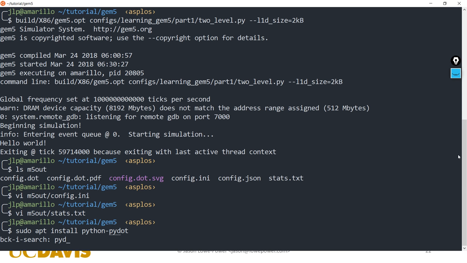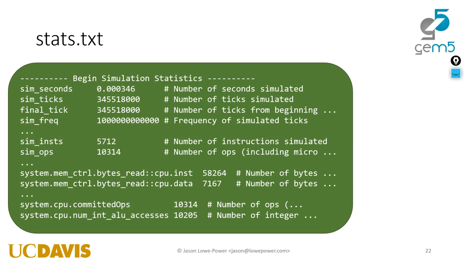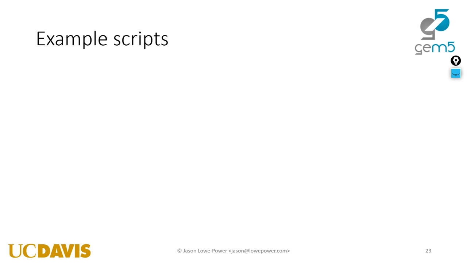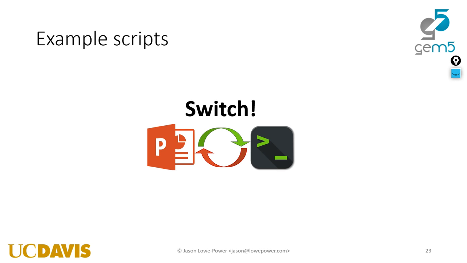Okay. So we talked about the simulation. Sim objects can have stats. Every sim object can have its own stats, and you can register stats and create new stats. Let's see. I will briefly look at some of these example scripts.